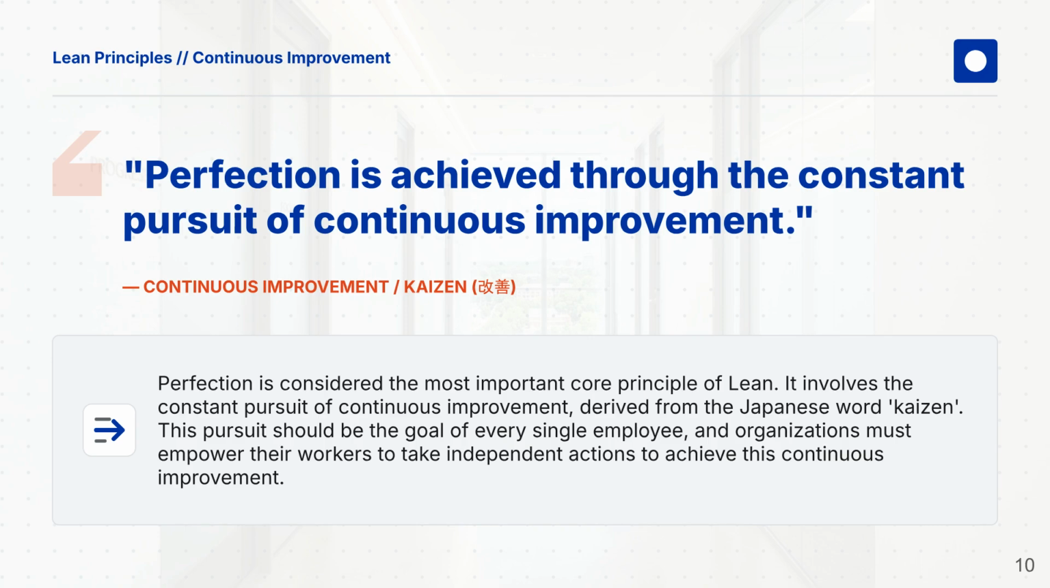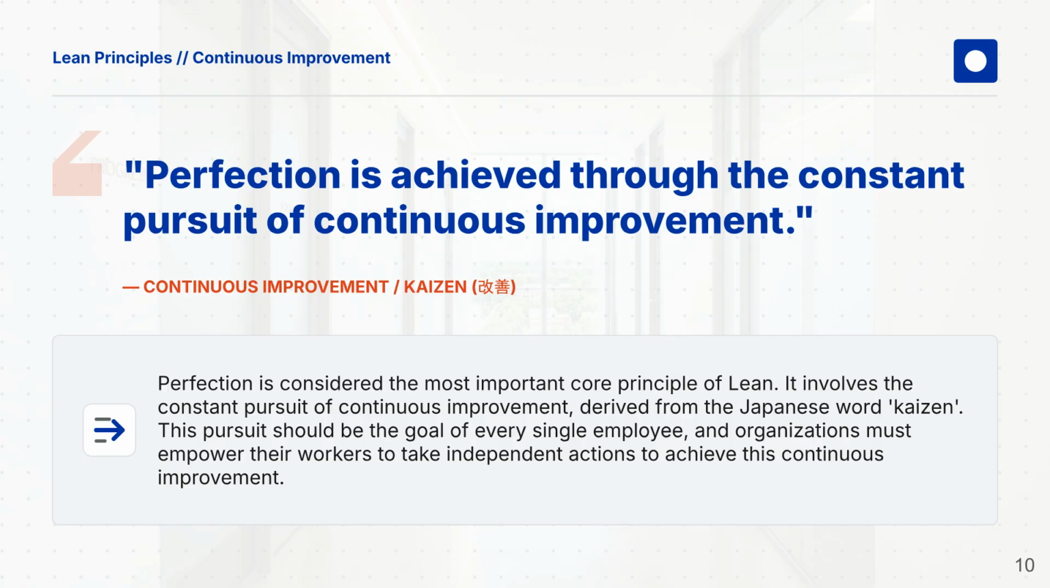This principle also applies to robotic process automation. Before automating a process, organizations should continuously refine and simplify it. Automating an inefficient process only allows errors to occur faster. However, when a process has been improved through Kaizen, automation delivers greater speed, accuracy, and reliability. The key message is that Lean views perfection as a continuous journey rather than a final destination.